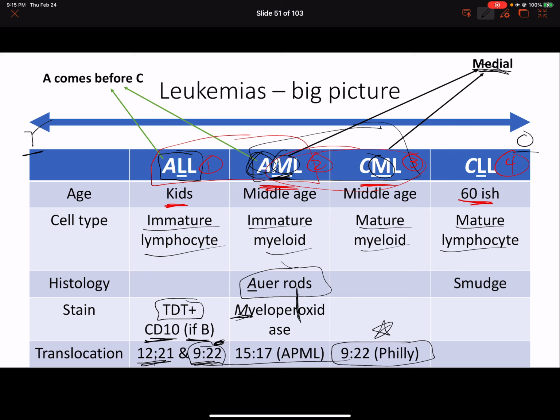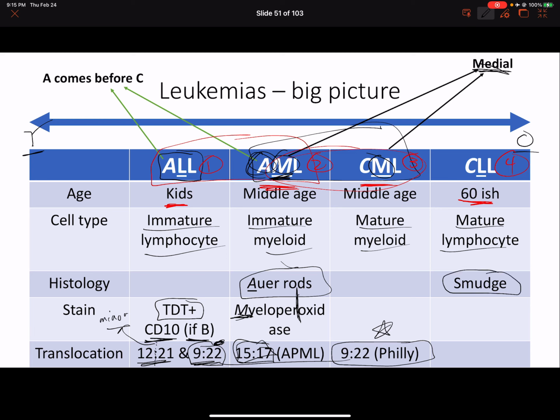So I think of this as a mirror. So 12;21, this is a mirror, and a mirror for minors. Excuse me. Mirror for minors. 15;17, this is not all AMLs, but some AMLs are acute promyeloid leukemias, and they will have this particular chromosome, which we'll talk more about later.